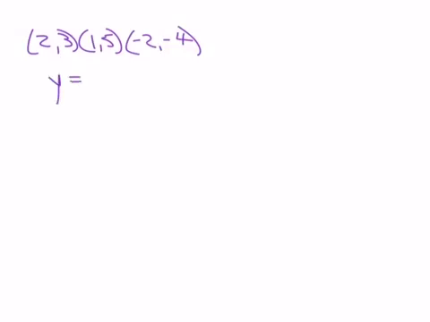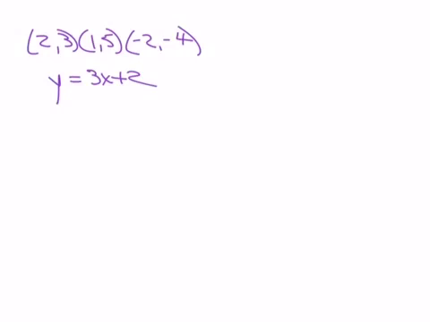So it says, which of the ordered pairs, (2, 3), (1, 5), (-2, -4), are solutions to the equation y equals 3x plus 2. Now, just because there's an infinite number of solutions doesn't mean that each of these 3 are part of that infinite number of solutions. So let's try them.